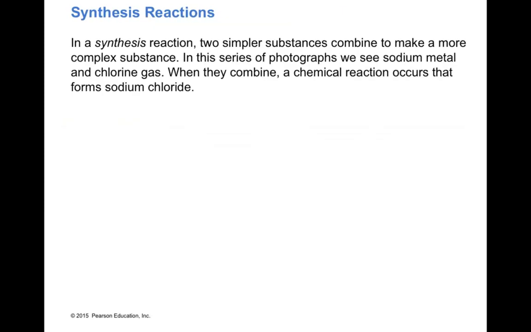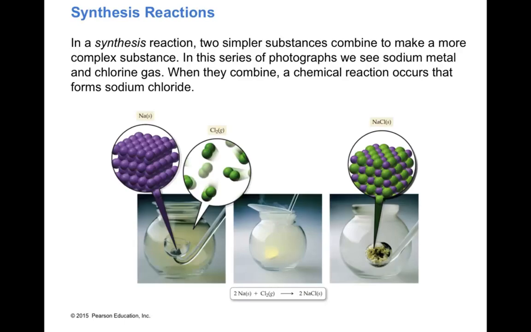The synthesis reaction: two simpler substances combine to make a more complex substance. In this series of photographs, we see the sodium metal and chlorine gas. They are both here. Okay, when they combine, a chemical reaction occurs that forms sodium chloride. The reaction is starting here, and eventually you will produce here the sodium chloride. So you start with sodium and chlorine, and then you produce just sodium chloride. This will be an example of a synthesis, starting with two substances and finishing with one.